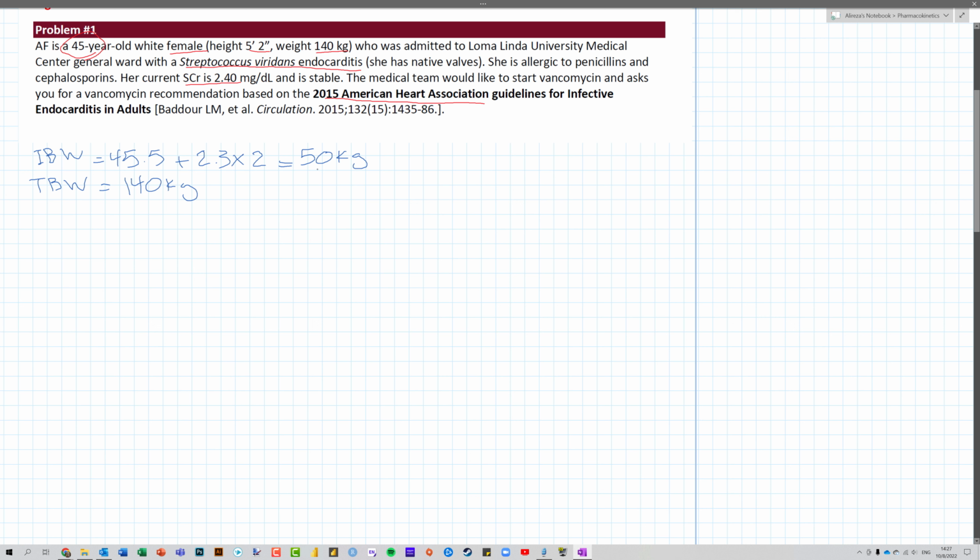Now that's significantly higher than the ideal body weight. If you calculate the BMI, the BMI would be 56.4. So she is definitely obese. And you don't necessarily have to calculate BMI, but if you get the ratio of total body weight to ideal body weight, it is definitely more than 30%.